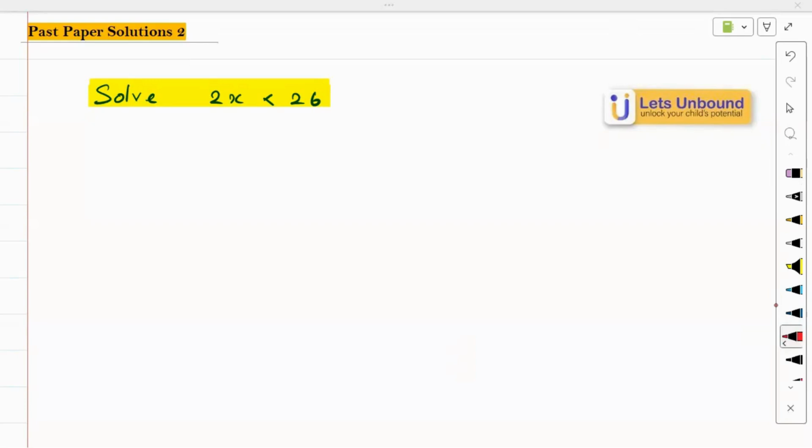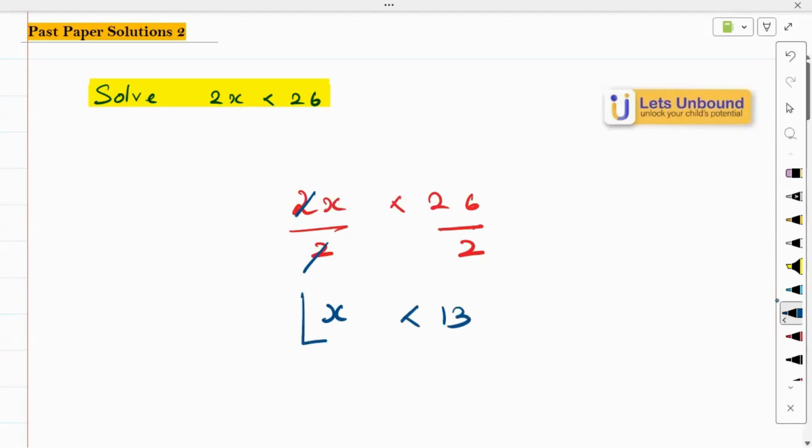Only two steps. First, I want the inequality to be x is less than or x is greater than or equal to what? So now 2x, so divide by 2. That's the first step. So in this case, what will I get? 2 and 2 will get cancelled, so I will get a pure x less than 13. That's simple. So whatever the number less than 13, all will be the solution for this. So simply this. Very simple question, and that's a wrap for this video.